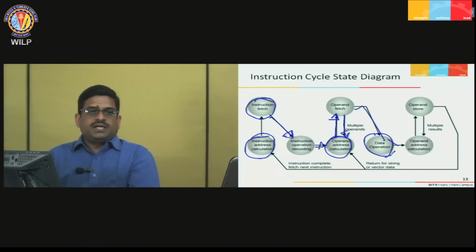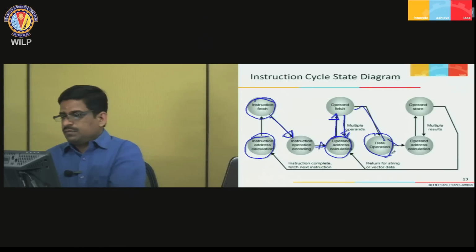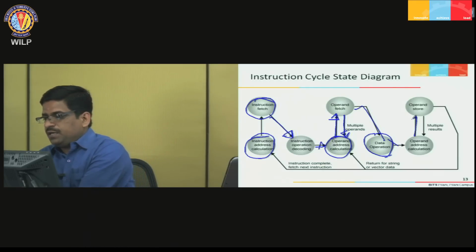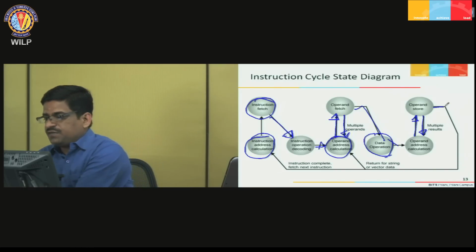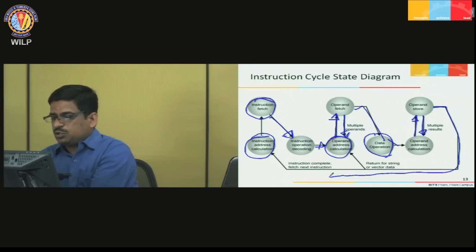After performing the data operation, the destination operand address calculation is required, to know where the result has to be stored, and then store the operand. If multiple operands are there, say for example you are doing an operation on an array or a list, in that case multiple operands have to be stored. And after doing this, your one cycle is over.